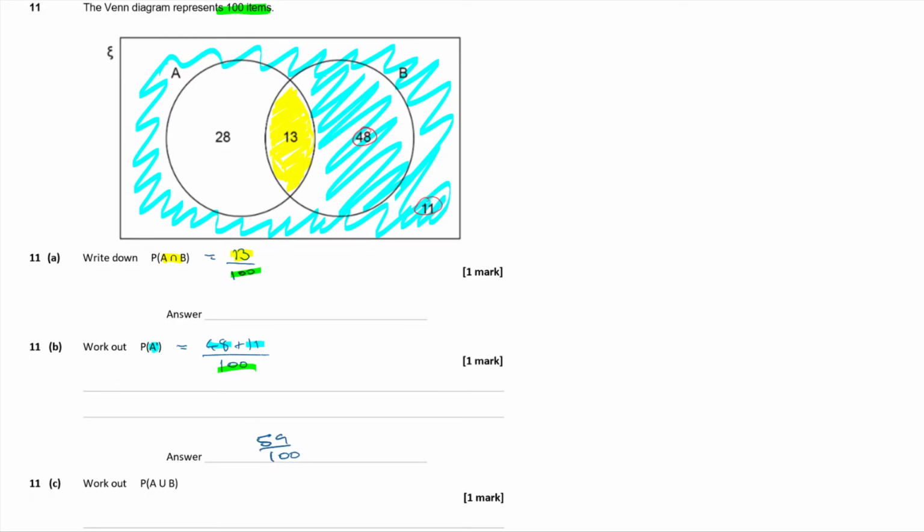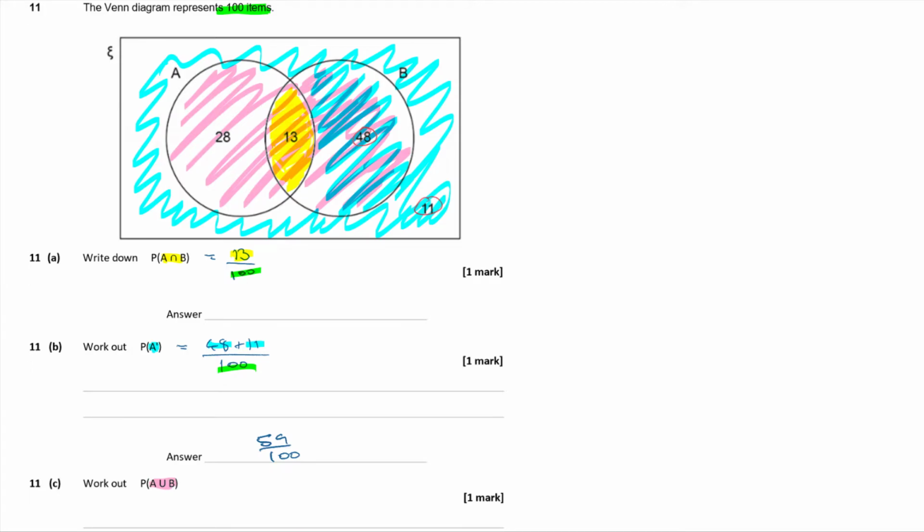Okay, and then finally it says what's the probability of A union B. A union B is everything in A or everything in B, or both. So A union B is going to be everything in A and everything in B. In terms of this question, it's those 3 values in the middle.